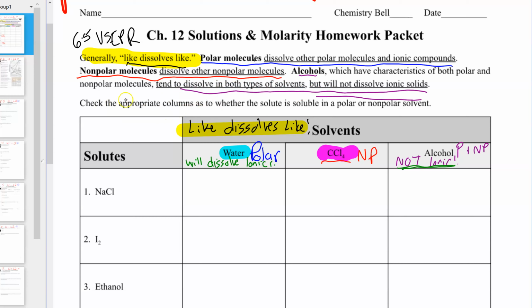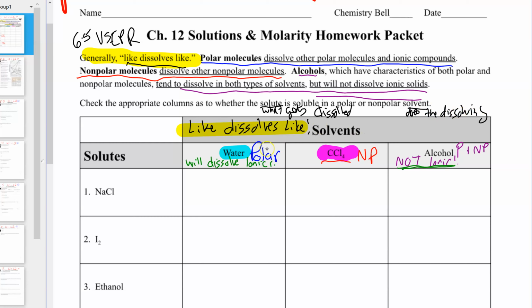So what we're going to do here is check the appropriate columns as to whether the solute is soluble in a polar or nonpolar solvent. Remember from the video notes, the solute is what gets dissolved, and the solvent, see the "solv" right there, is what does the dissolving.